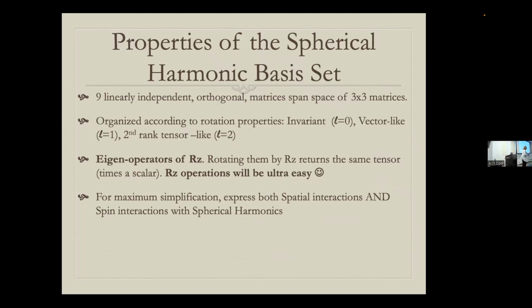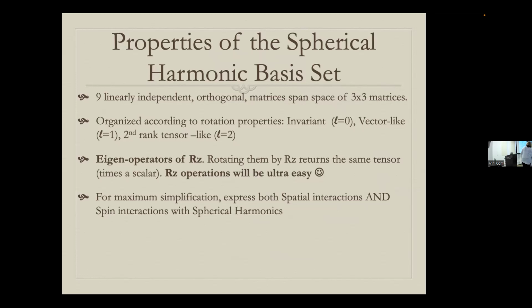And here's the really cool thing of this particular choice. They are eigenoperators of RZ. What does that mean? Rotating that tensor around Z will return the same tensor times a scalar. That's fantastic. So there's a whole bunch of rotations we don't even need to do anymore. But when we go to do them, most of them will be Z rotations, and that's just like a scaling factor. The computations have just dwindled.